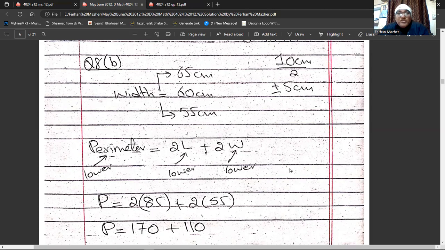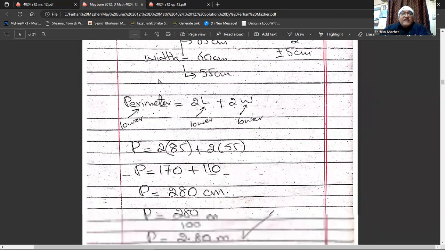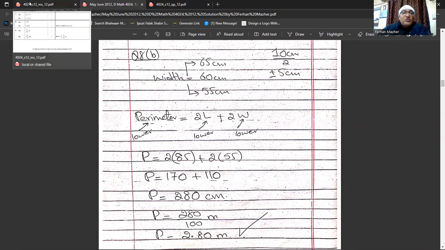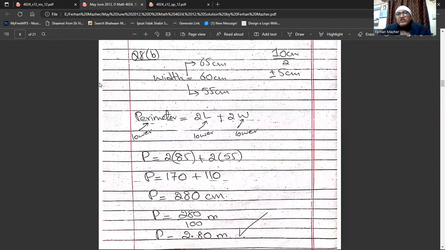So the perimeter will be 2 into 85 plus 2 into 55. 2 into 85 is 170 and 2 into 55 is 110. So just add them up and you will get 280 centimeter. And 280 centimeter, we can convert it into meters, and that will be 2.80 meter. You divide by 100 to convert from centimeter into meter. So the perimeter will be 2.80 meter. So our answer is right, 2.80 meter. So the solution is showing up on your screen.